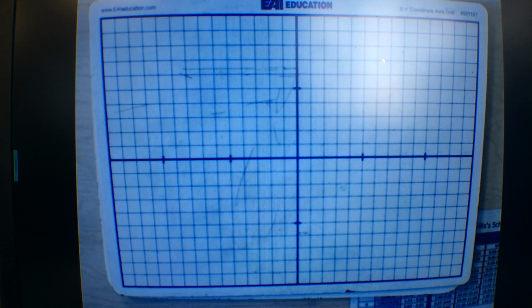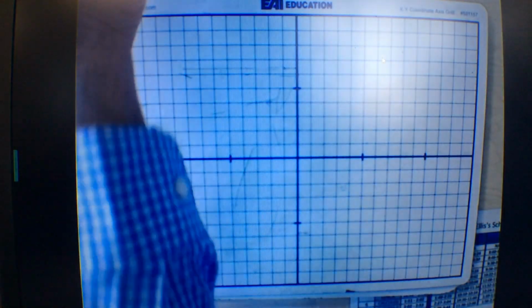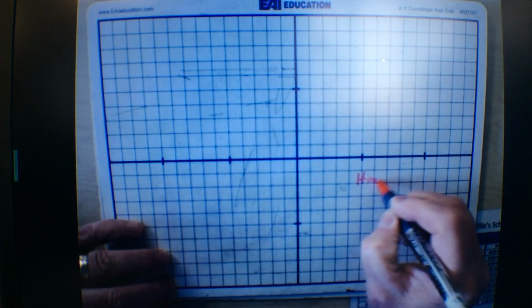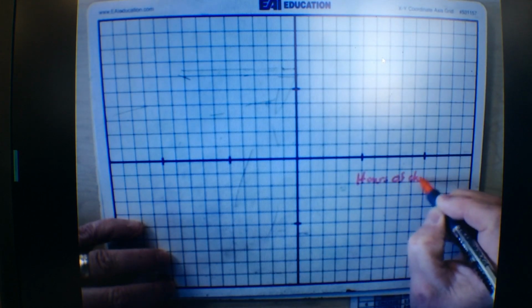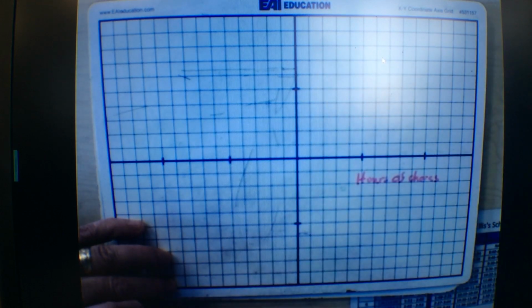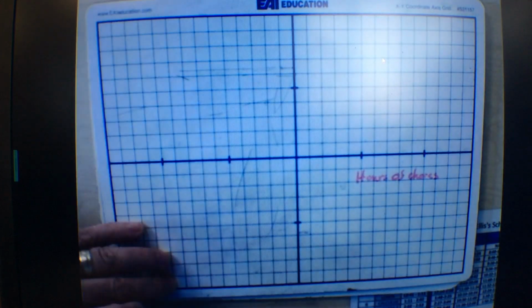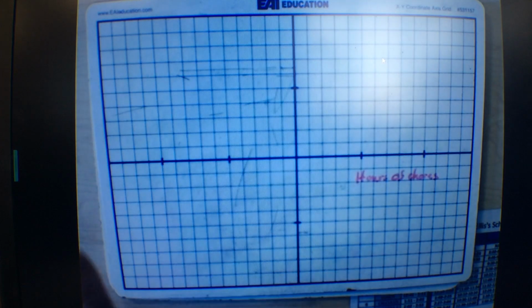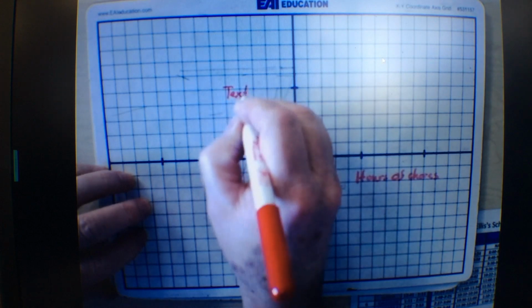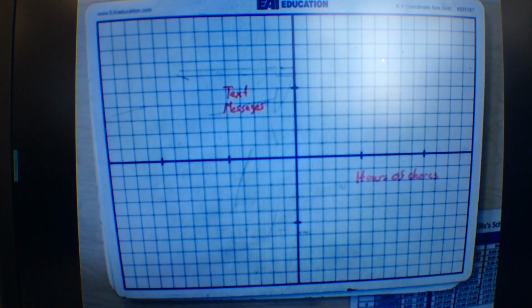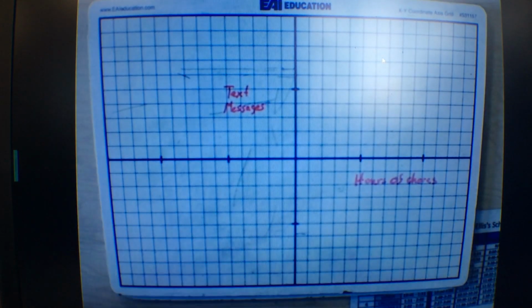Okay, so we're going to do hours down here. So I'm going to go ahead and label this. I'm going to use red so you can see it a little bit better. So this is hours of chores. Okay? And we're only going to use this, aren't we? Hours of chores. And then the left-hand side is the messages sent. So the first line is the X, and the second line is the Y. So this is text messages, and I'm not going to put sent. I'm assuming that if you're going to write a text message that you're going to send it. Okay? All right. You see that?